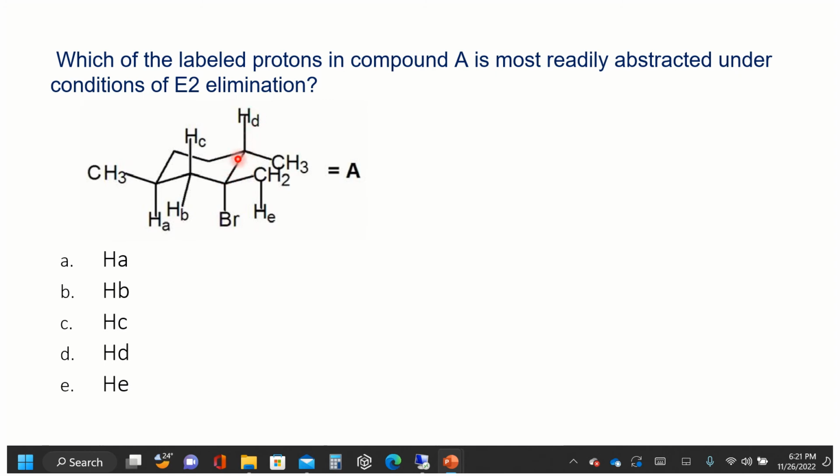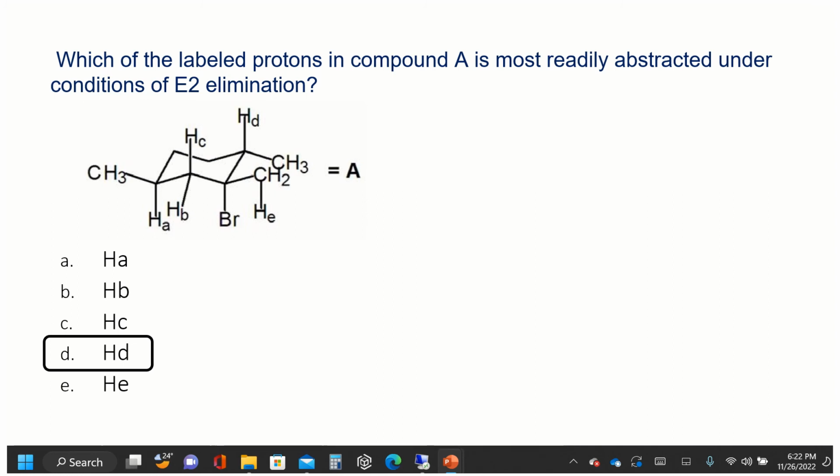Ending up with a species that is substituted. And so HD would be our eliminated proton. Try to do the elimination mechanism and show us your work.